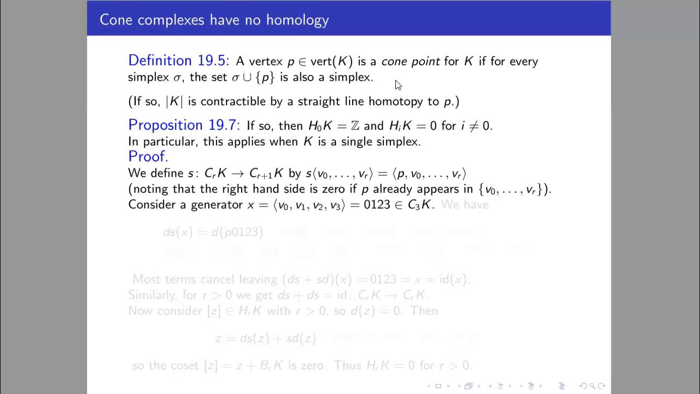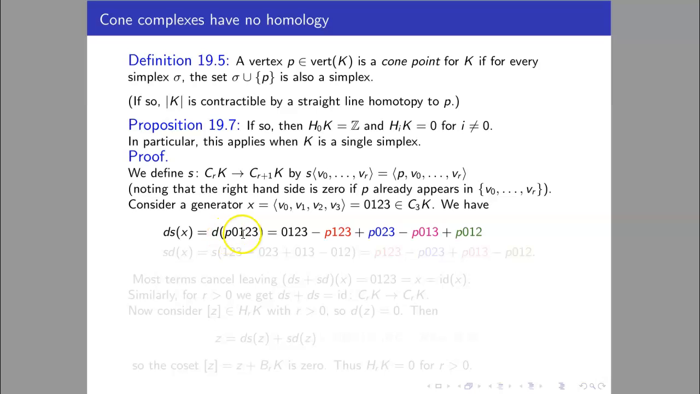Let's consider what happens if we have a generator x for C_3(K). That's given by a list of 4 vertices, v_0, v_1, v_2, v_3, and we'll use the usual abbreviated notation, just call that 0, 1, 2, 3. To do with chain homotopies, we have to think about dsx and sdx. So let's do dsx first. sx is just p, then 0, 1, 2, 3. Then we apply d to that. So we get a bunch of these 5 terms here.